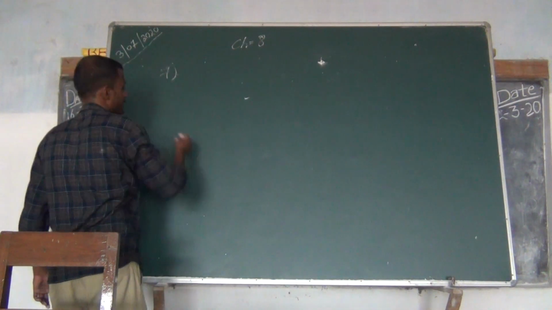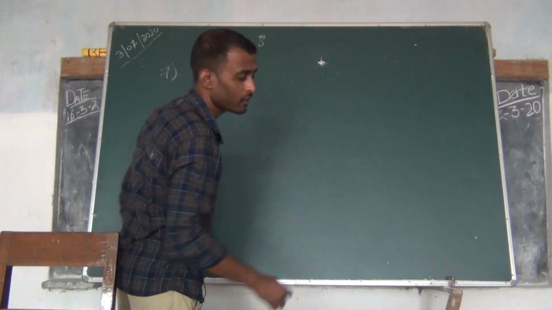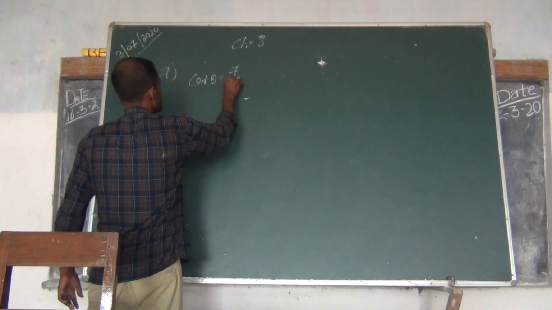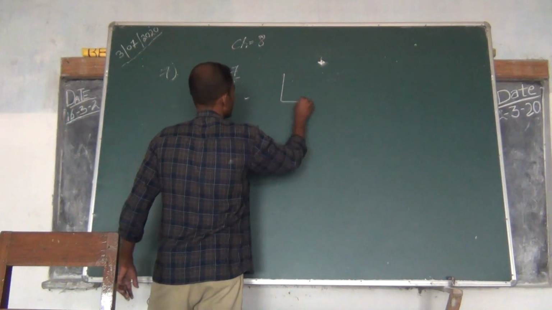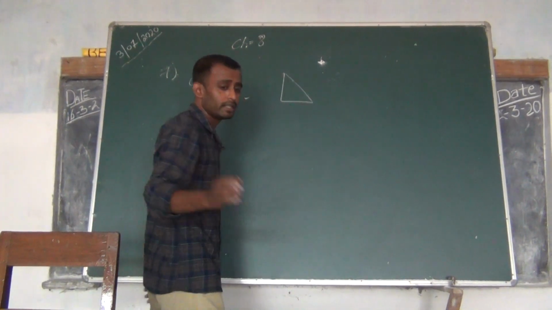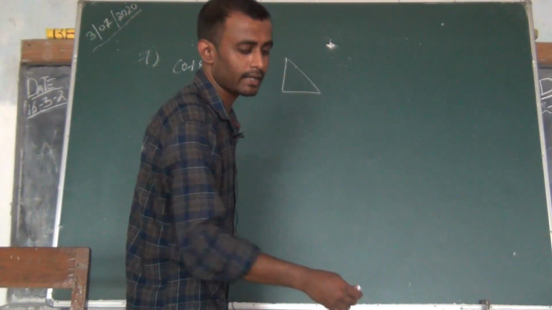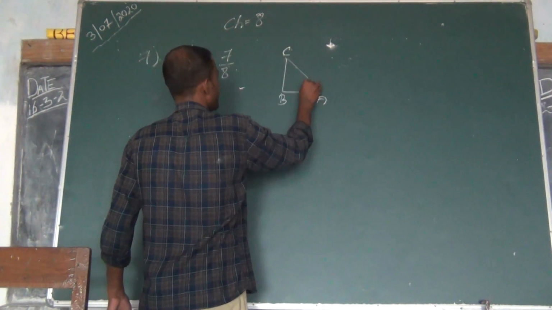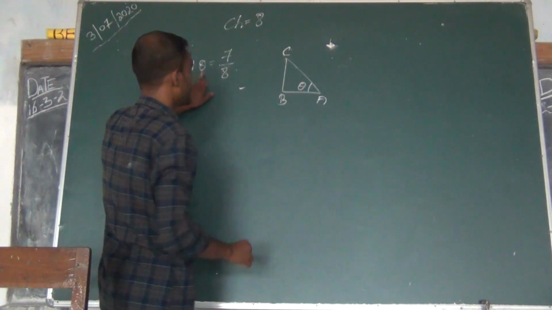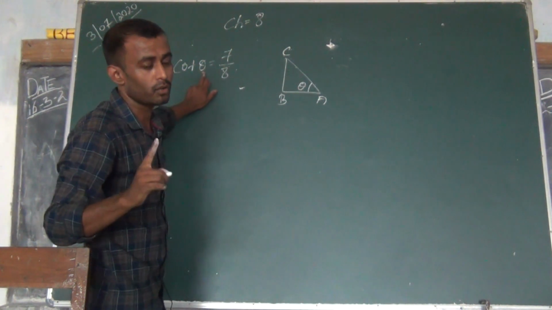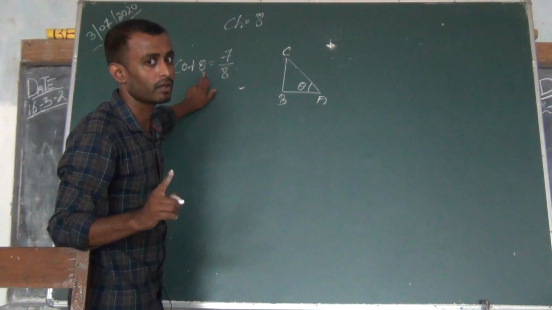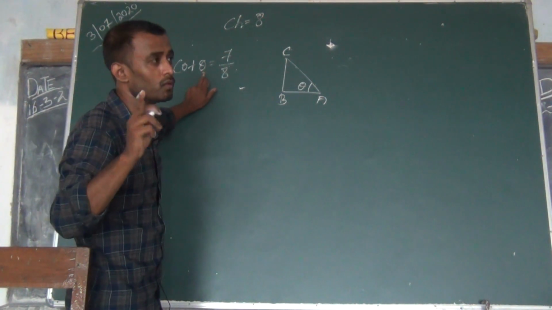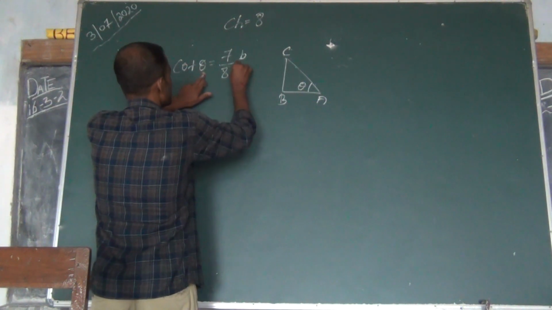The question is giving you cot theta equal to 7 by 8. Now these questions are important. Let's draw a diagram. The question didn't give us any names, so we can take names. Let's take A, B, C. Now I'm taking theta here. Cot means the reverse of tan. Tan means P by B, so cot will become B by P. That means this is B, this is P.